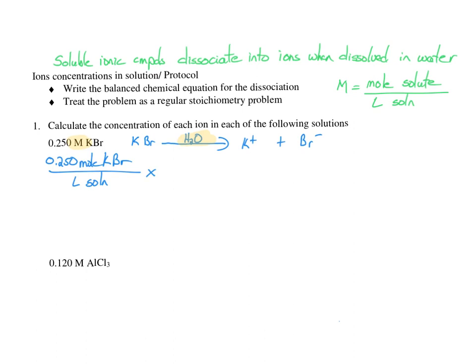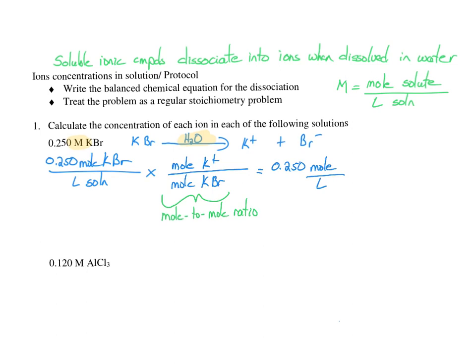balanced chemical equation. All right, so we can see how the units work out here. Moles of KBr in the denominator cancel out with moles of KBr in the numerator, and we're left with moles of K+ per liter as our final answer. Okay, notice that our mole-to-mole ratio here is obtained from our balanced chemical equation.